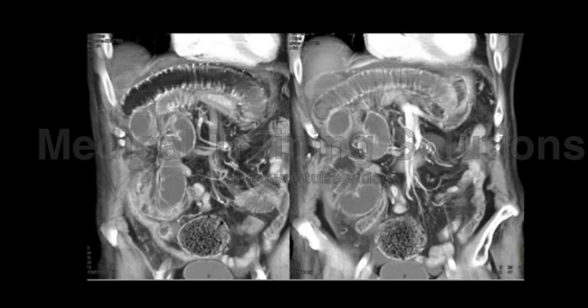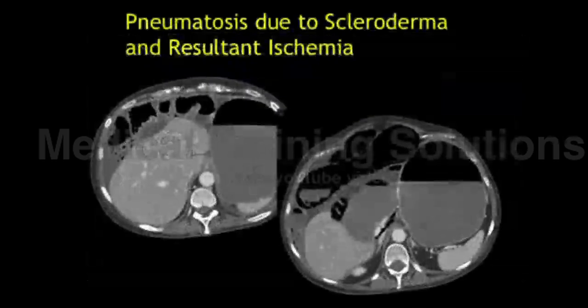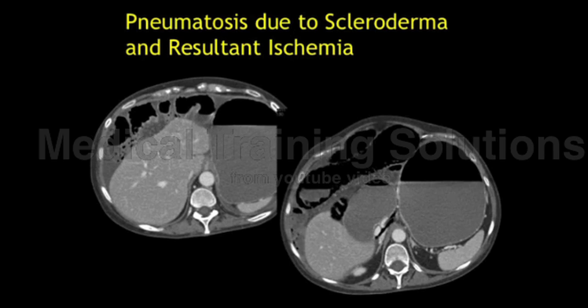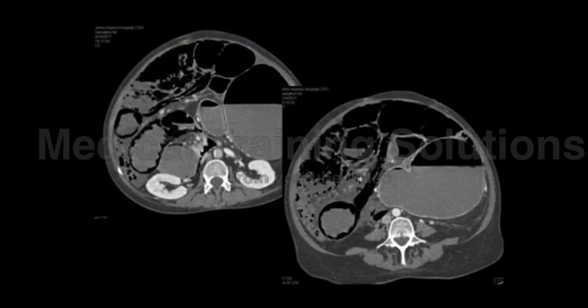Now, another thing we can look at, and I'll show you this example, it's a great case, is pneumatosis. We look for air in the bowel wall. Now, we always think about ischemia, you think about portal venous gas, it's a sign of ischemia, but there's many reasons for pneumatosis. This patient eventually did have ischemic bowel, but this patient had scleroderma. Collagen vascular diseases can give you pneumatosis.